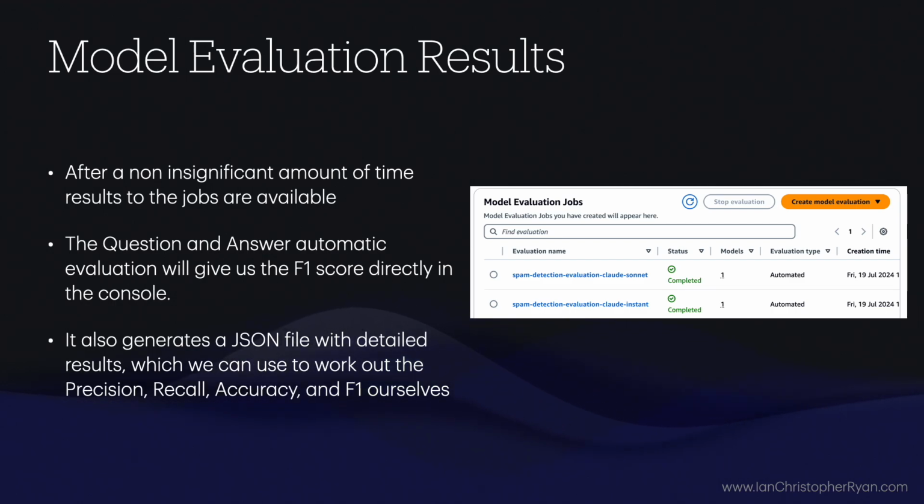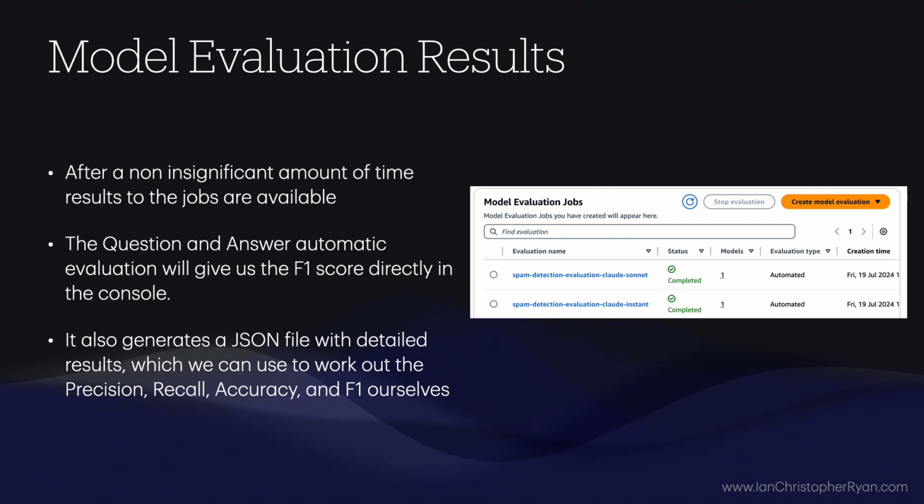The results of this in our question and answer automatic evaluation is actually going to give us the F1 score directly. But in addition to that, it's also going to generate a JSON file, and this has the detailed results. So we can actually parse that JSON file ourselves and then generate all the precision, recall, accuracy, and F1. We might want to do this just so we can see all the different values rather than just a singular value that Amazon Bedrock is going to return to us in this evaluation.